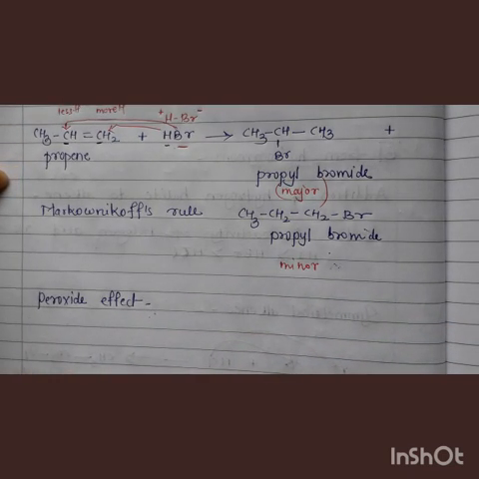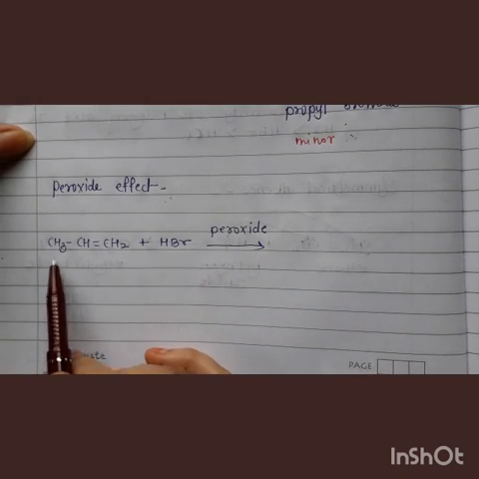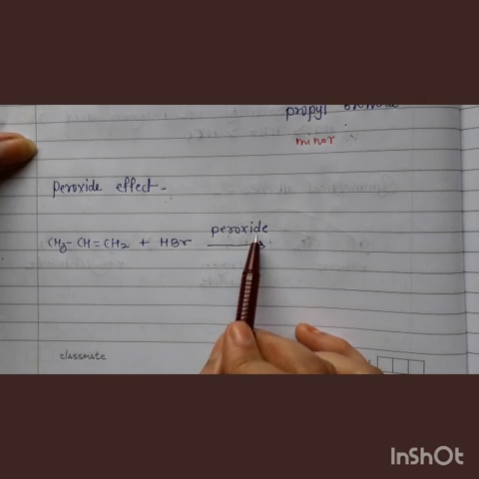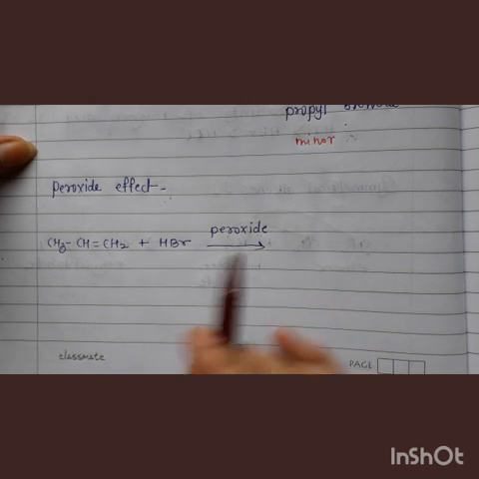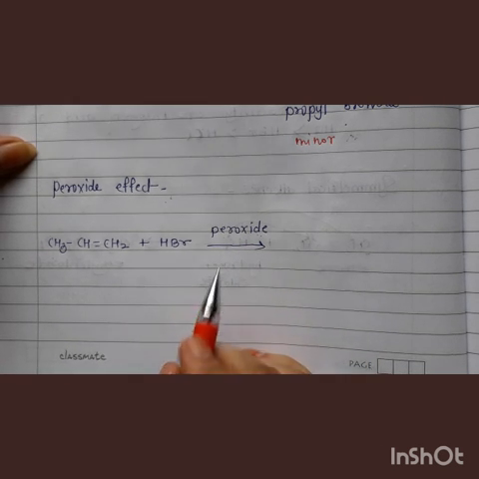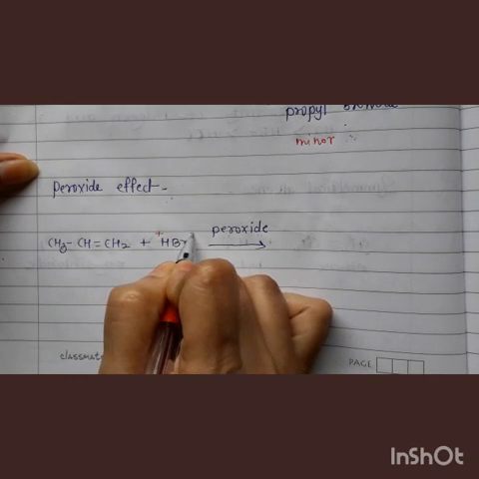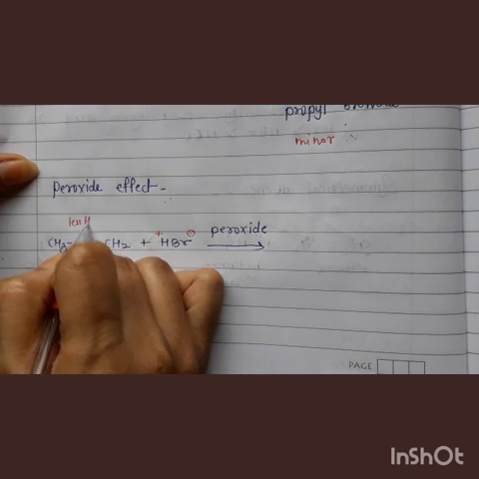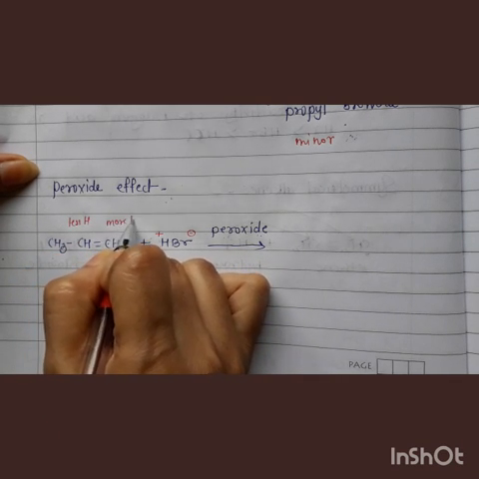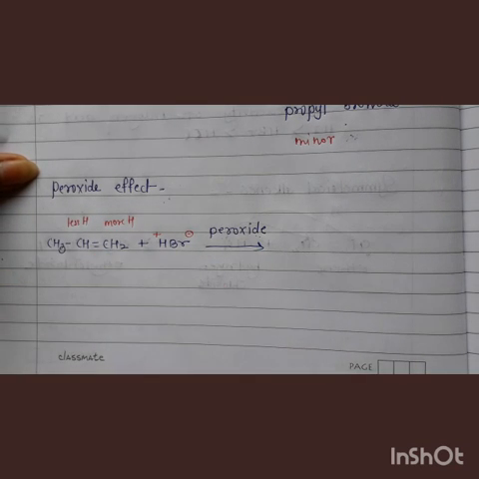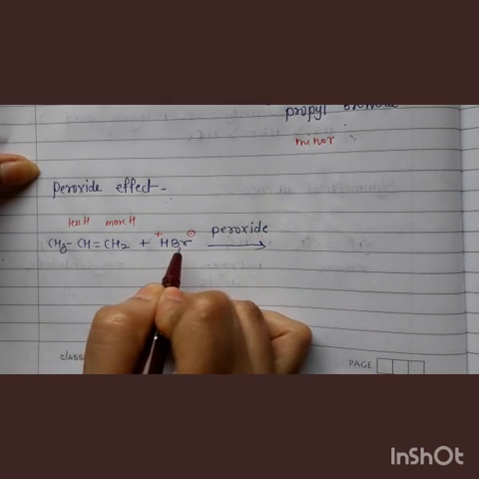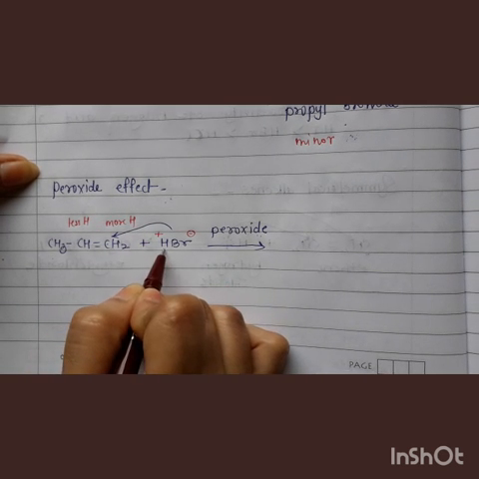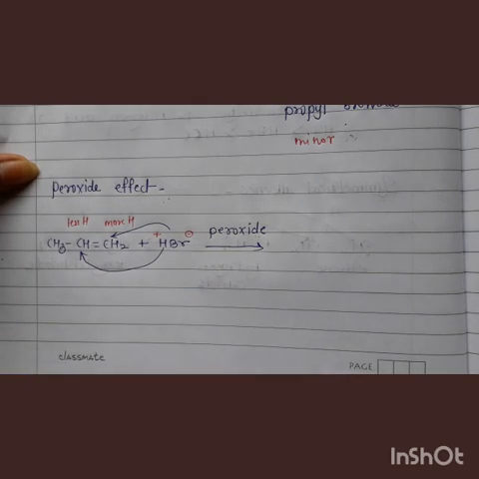So let us see one example. Here, the same example I have taken, CH3 CH double bond CH2 plus HBr. This reaction will take place in presence of peroxide. Peroxide will be used as reagent. Now see, exactly the opposite reaction will take place. This part is positive part, this part is negative part. This carbon is less hydrogenated and this carbon is more hydrogenated, right? Because of this peroxide effect, the negative part of this reagent will get added to the more hydrogenated carbon and the positive part will get added to the less hydrogenated carbon.